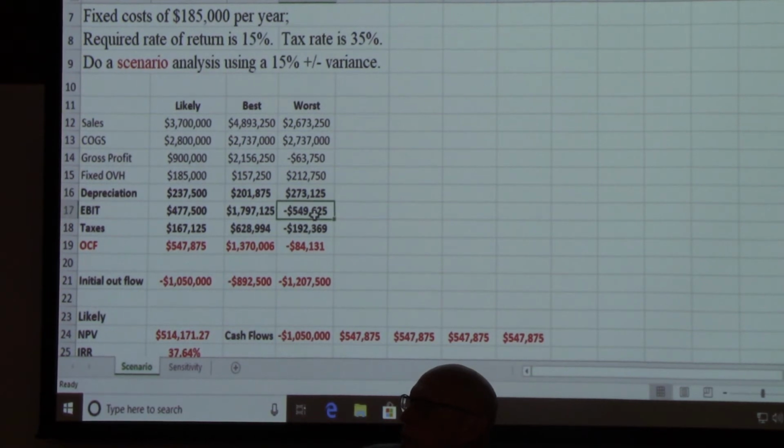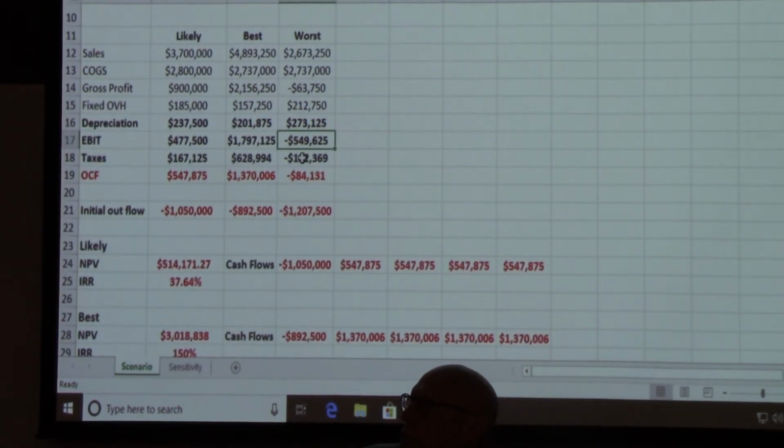Here's your EBIT, and your EBIT is a negative number, so you can save taxes. Multiply that negative number times your tax rate, and you get your taxes. And your operating cash flow is your EBIT plus your depreciation minus your taxes, which is minus a negative 84,000. Same formulas, folks. Your initial outflow is going to be the 1,050,000 times 1.15, your total goes up 15%.